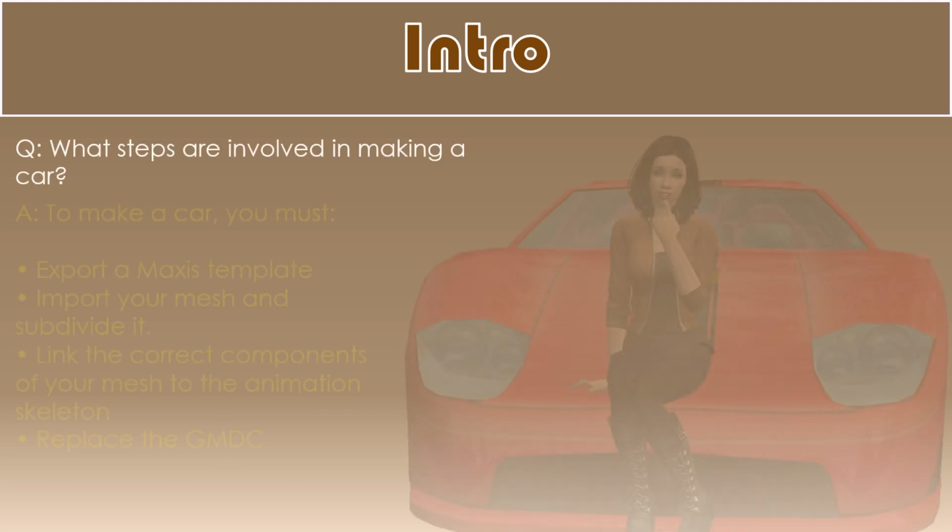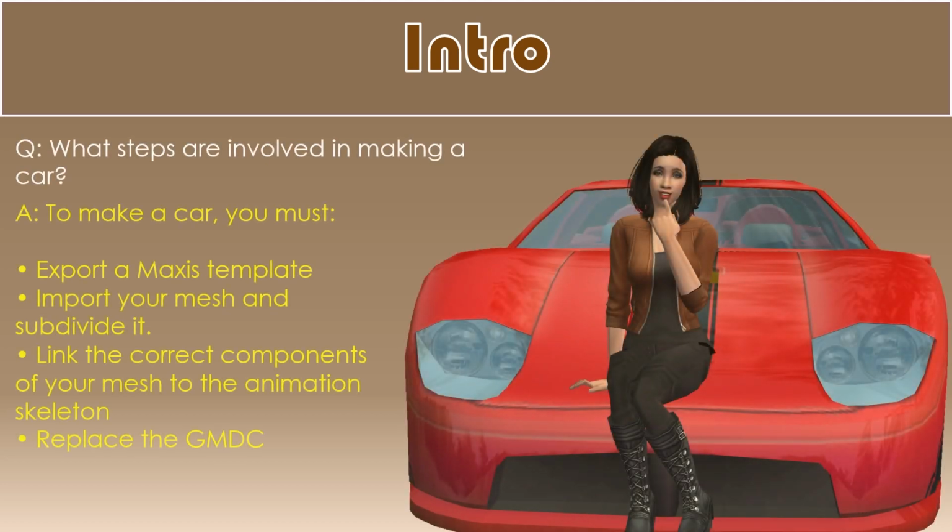What steps are involved in making a car? To make a car, you must export a Maxis template, import your mesh into Milkshape and subdivide it, link the correct components of your mesh to the animation skeleton, and replace the GMDC.